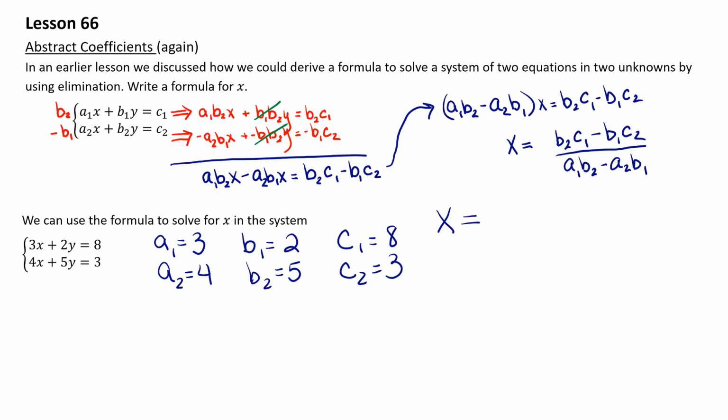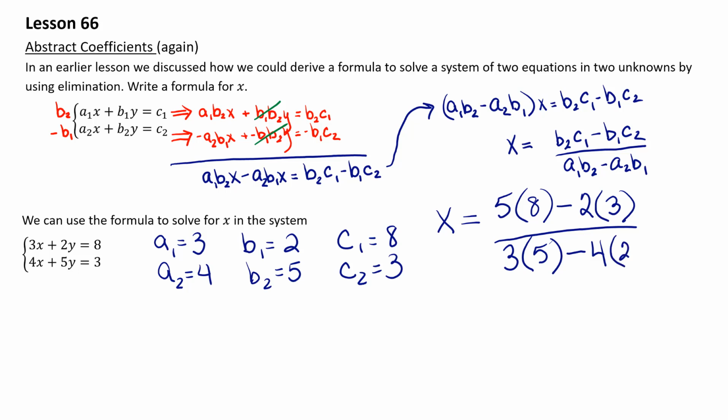So x would be b sub 2 c sub 1, so that's 5 times 8, minus b sub 1 c sub 2, so that's 2 times 3, and then over a sub 1 b sub 2, that's going to be 3 times 5, and then minus a sub 2 b sub 1, so that's going to be 4 times 2. And if you multiply that all out, you're going to have 40 minus 6 over 15 minus 8, and so that is going to give you 34 over 7.